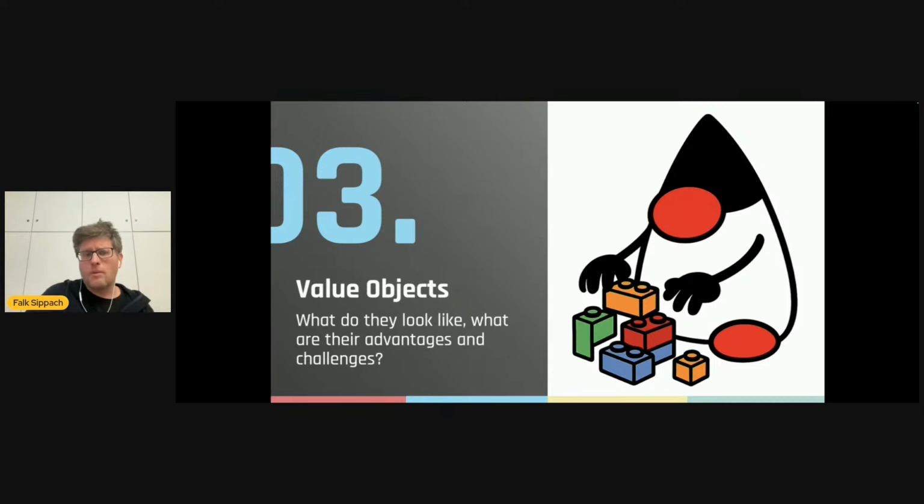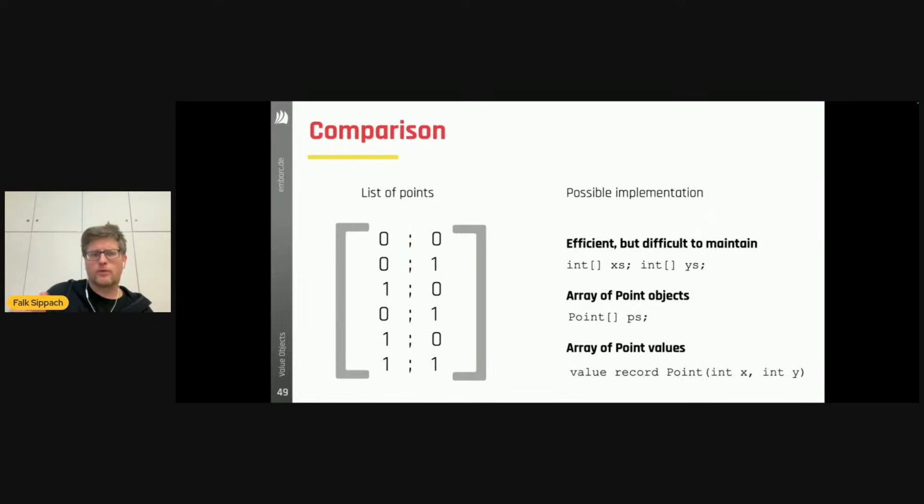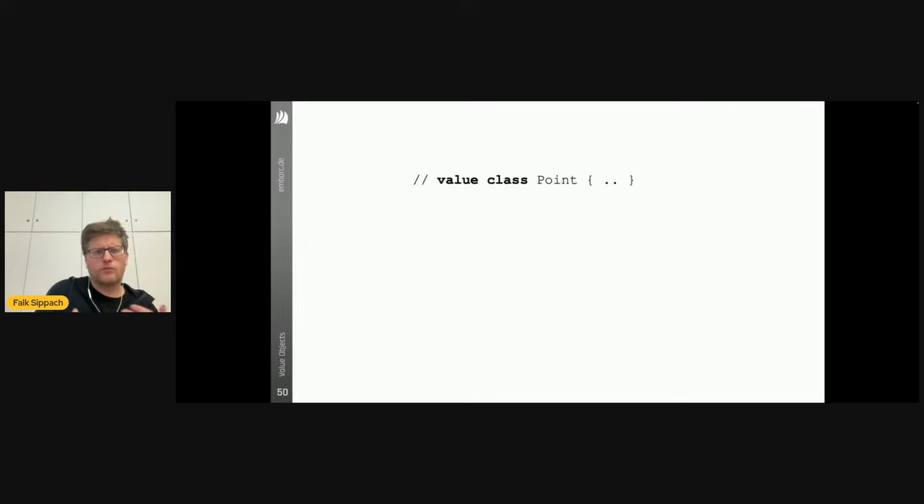So let's see the same example now for value objects. The same example would be that we have a value class or a value record of Point. So both are possible. And that's actually the whole implementation of value objects. We just have this keyword value in front of record or in front of class. And it doesn't matter if we use class or record in that case.